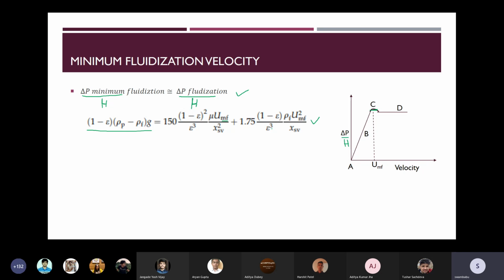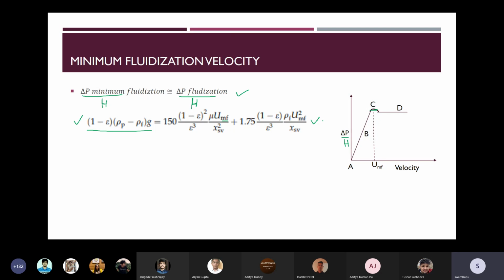The right hand side, the Ergun equation, is for any packed bed. But since we are equating, the velocity has to be the minimum fluidization velocity. So this expression is used to find the minimum fluidization velocity. Because we know the void fraction, rho P, rho F, and g, all the values, we can relate this to calculate the minimum fluidization conditions.